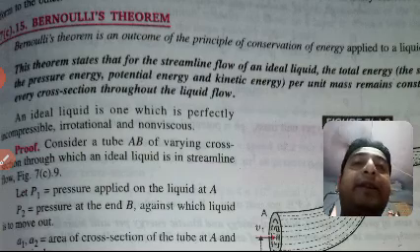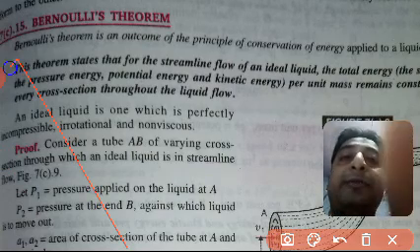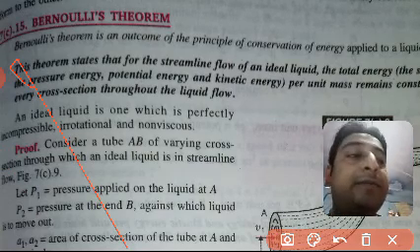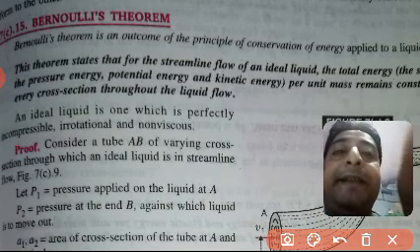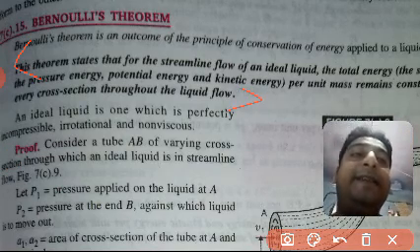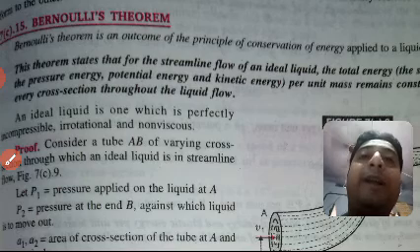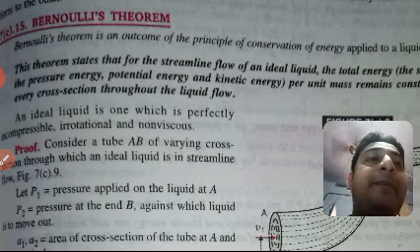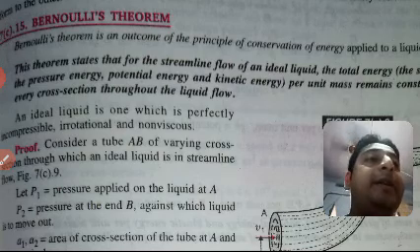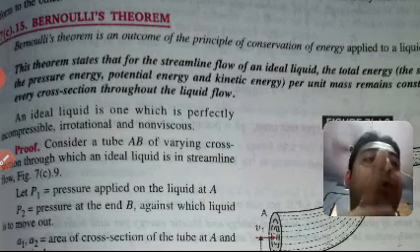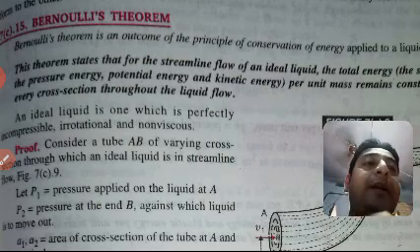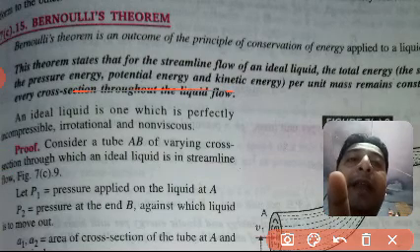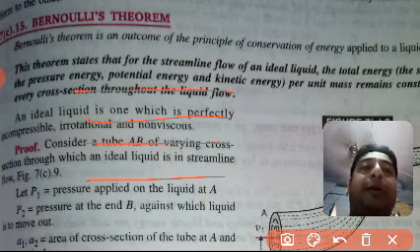The theorem begins from this portion and ends in this portion. So what does the theorem say? The theorem states that for the streamlined flow of an ideal liquid, the liquid should flow in a streamlined motion, and there should not be any other type of flow of the liquid.